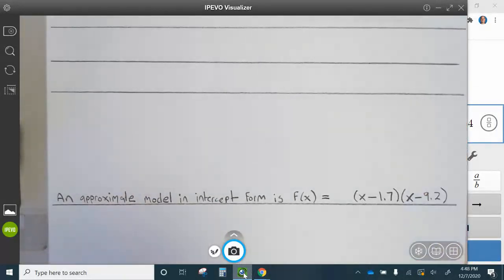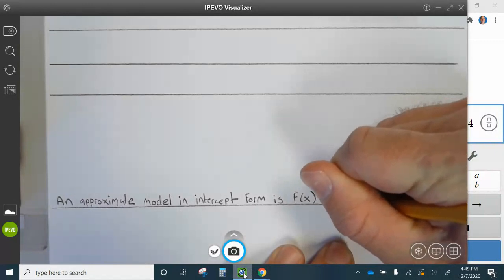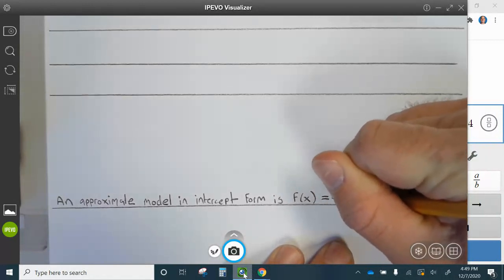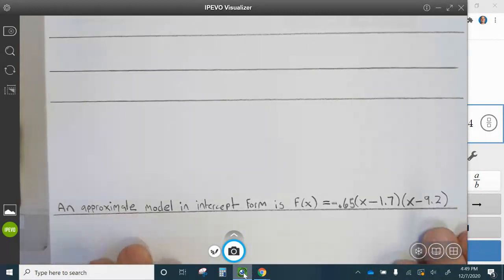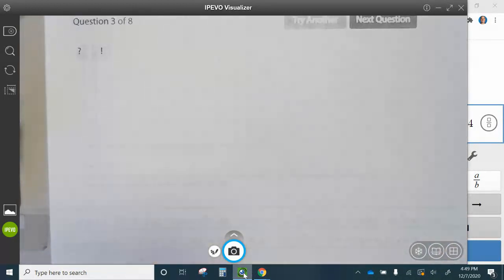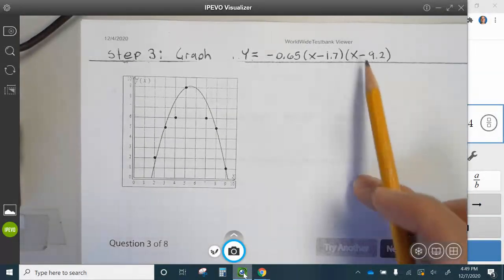All right, an approximate model in intercept form is f of x equals negative 0.65 times x minus 1.7 and x minus 9.2. Okay. Now we're going to graph this to verify that this is that graph.